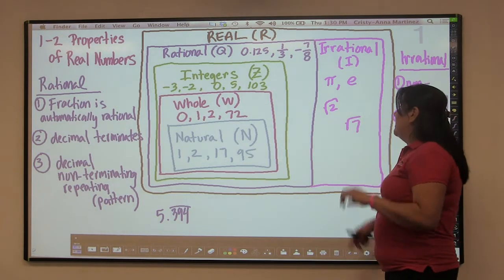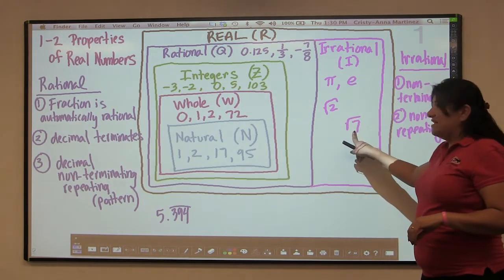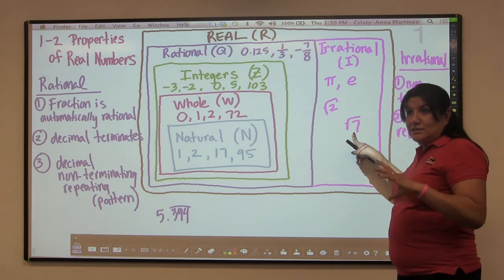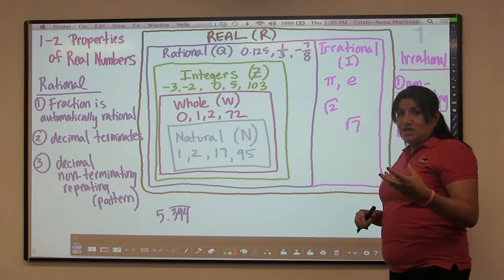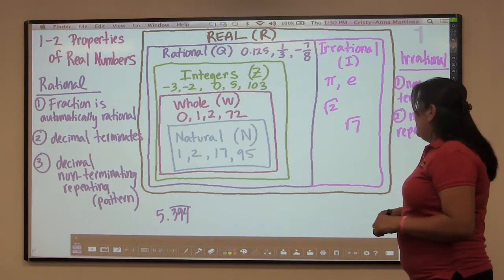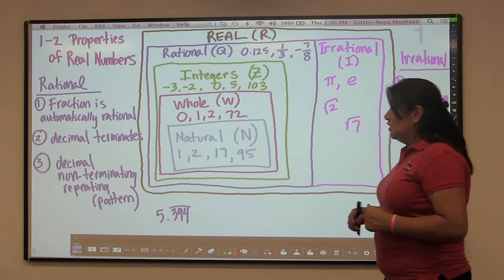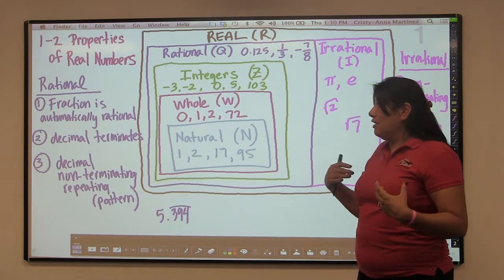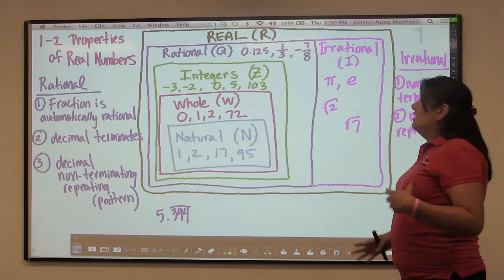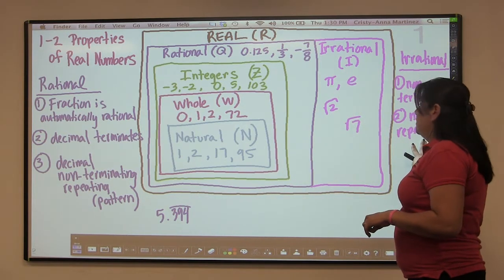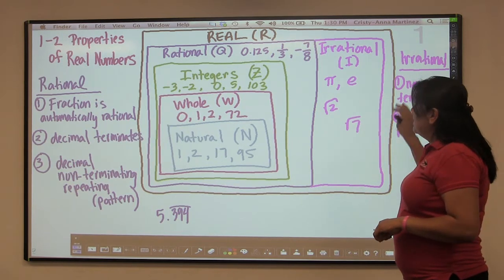And then you have things like square root of 2, square root of 7. And if you don't know whether or not it is or isn't, a really easy way of checking is to put it into the calculator and look at the decimal. Get the decimal approximation, and look to see if there's a pattern or not. If there's a pattern, then it's going to be rational. If it's not having a pattern, then it's going to be in the irrational category. But anyway, so that's irrational.